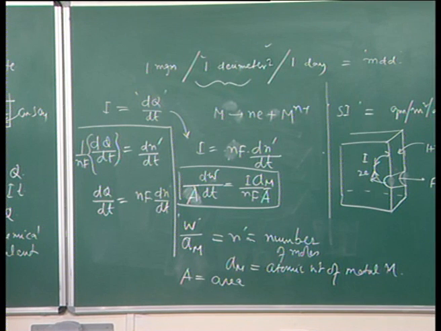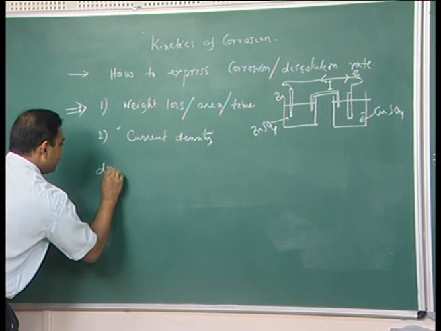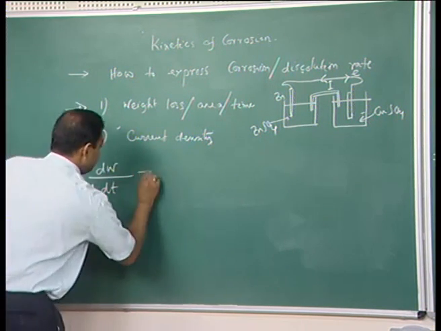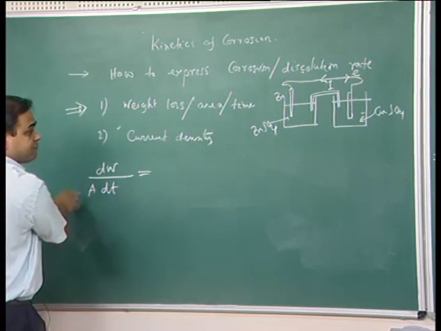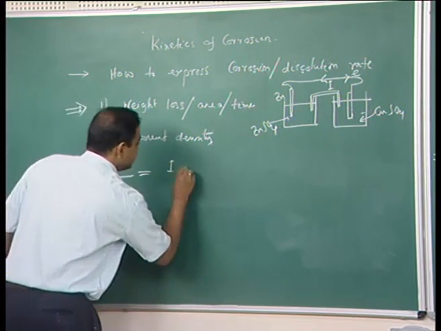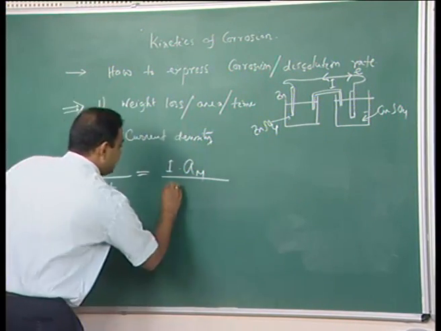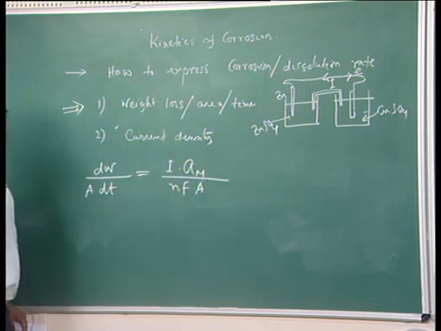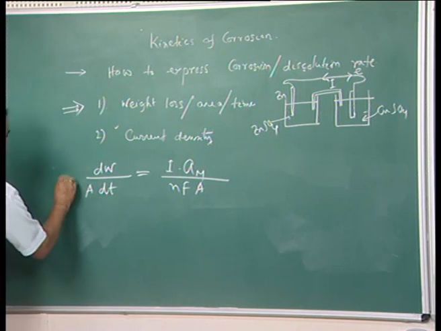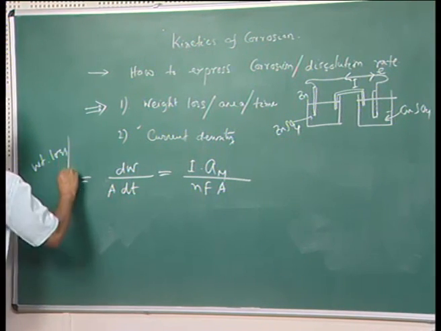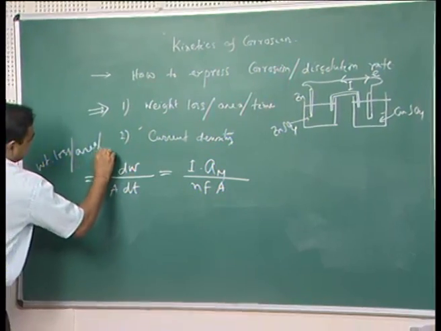So, now I have this relation, let me write it here. dW by A dt, which is dW by dt divided by area, would be equal to current into AM, the atomic weight of the metal M, divided by NFA. And this is done just to have the unit of weight loss per area per unit time.